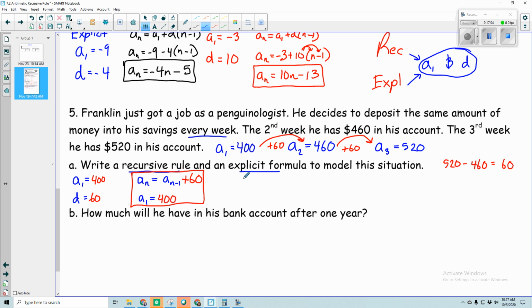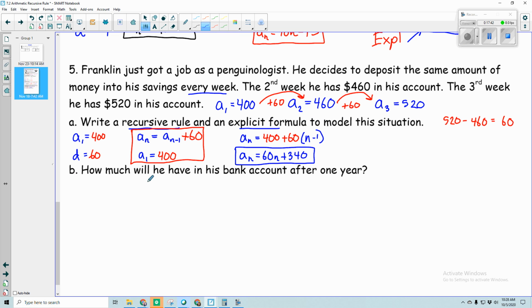For the explicit formula, I have to plug in, remember, the first term, so 400 plus 60, and all of that is multiplied by n minus 1. That'll simplify to 60n, and then if I do 400 minus 60, I get 340, once that's completely simplified. All right, so there's my recursive rule, and there's my explicit formula that models the situation.